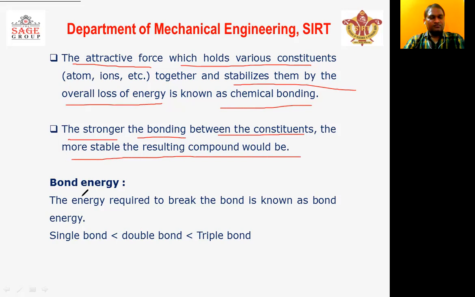Yes. Now, what is bond energy? The energy required to break the bond is known as bond energy, and a single bond is less than a double bond, which is less than a triple bond. So there are three types of bond: single bond, double bond, and triple bond. The triple bond is the strongest as compared to the double bond, and the double bond is stronger than the single bond. So the weakest bond is the single bond.